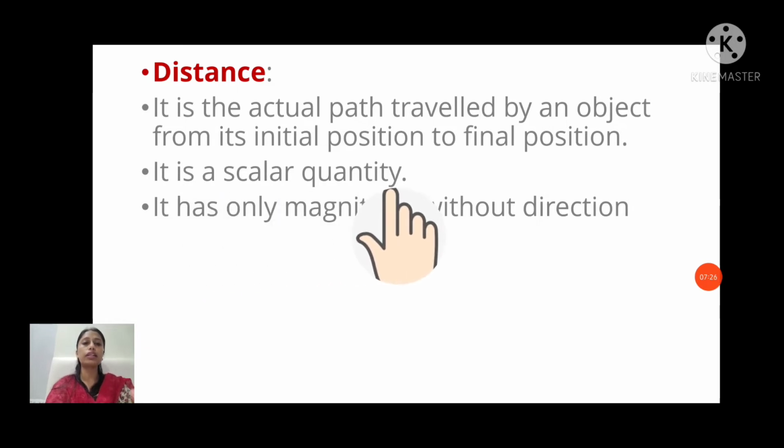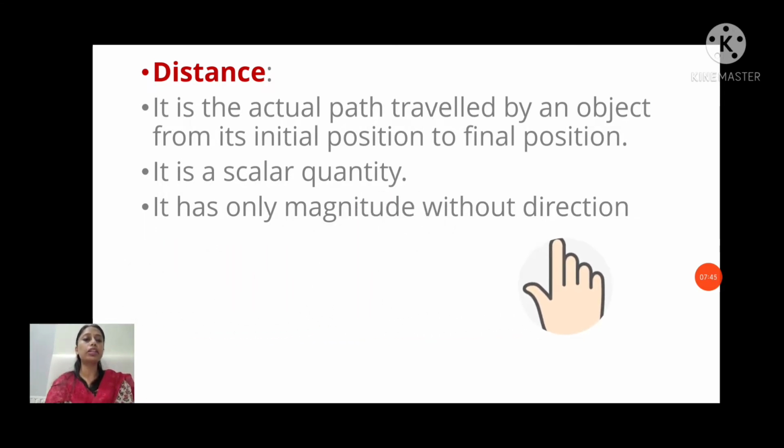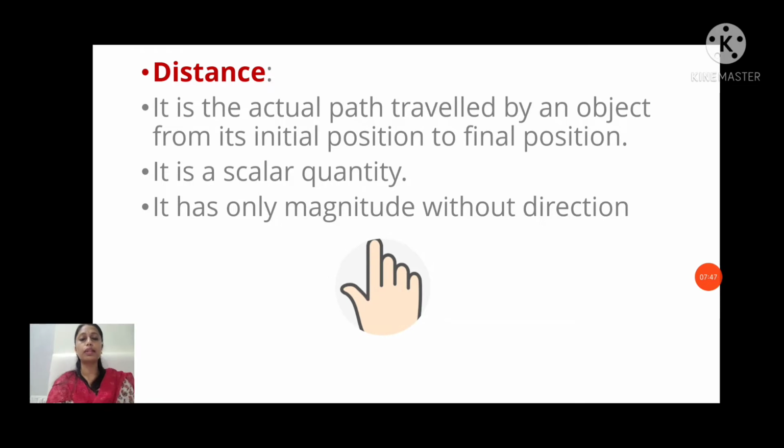It is a scalar quantity. It means distance is a scalar quantity. Scalar quantity means without direction. Distance only tells us how much distance you have travelled. It will not tell you in which direction you are travelling. That is another thing. So it is a scalar quantity. It has only magnitude without direction. Magnitude means measurement. It has only the measurement, without direction, so distance will not tell you about the direction. It will only give you how far, or how much distance, you have travelled.